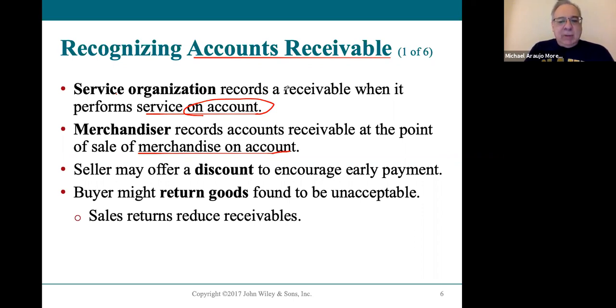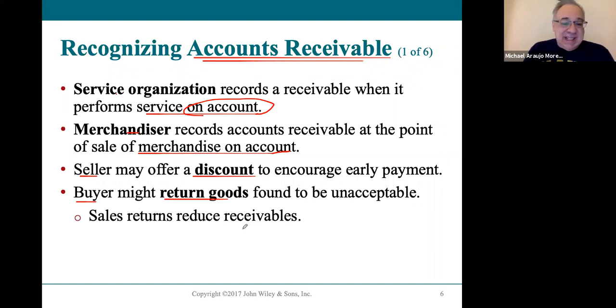Okay. And of course, the seller wants to collect that, because what accounts receivable will be is cash eventually, right? In 30 days. So the seller might offer an incentive to pay early and collect the cash early by saying, look, if you pay me in 10 days, take a 2% discount, right? The buyer might be very enticed by that. And of course, the buyer might also return goods to the merchandiser.